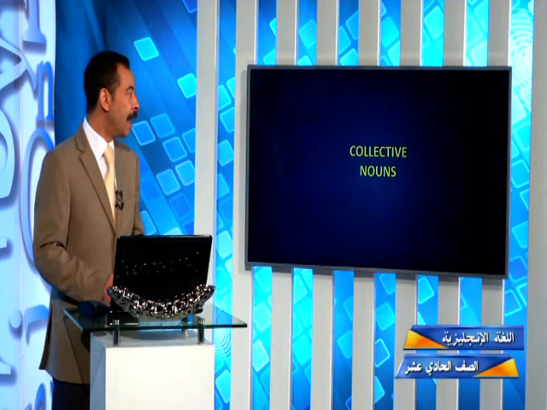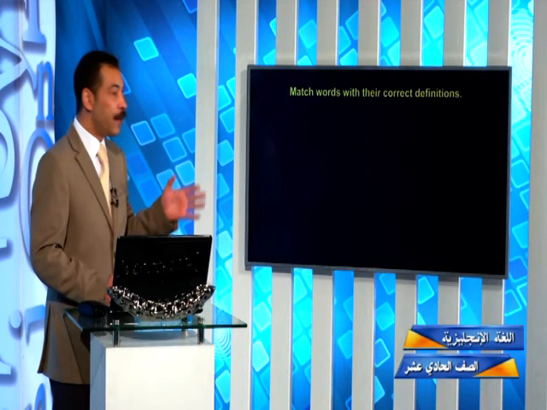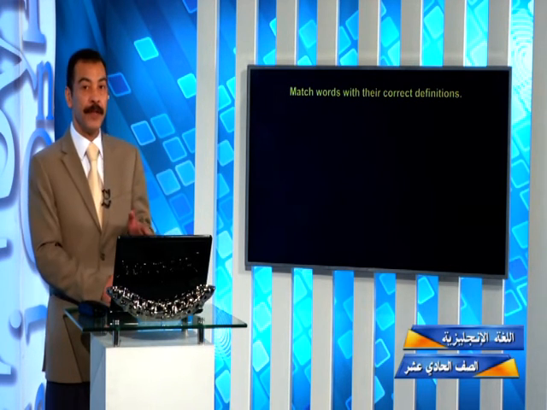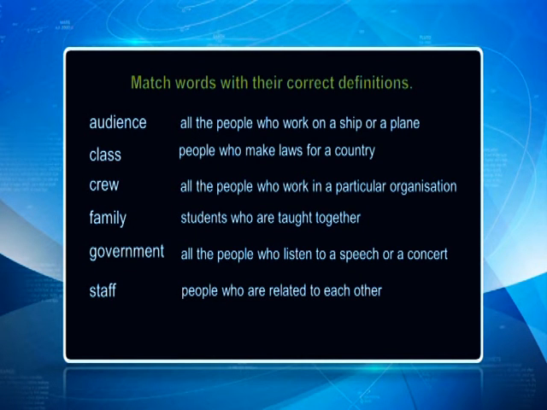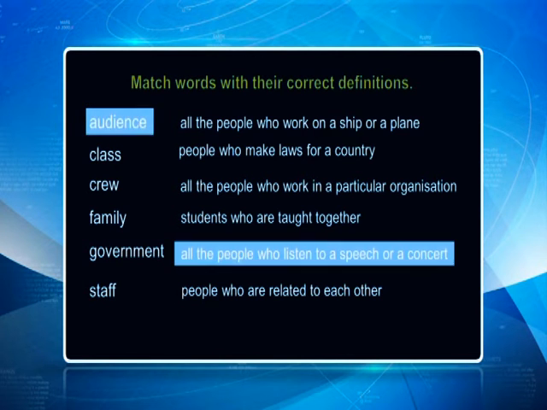Collective nouns are what we call, as I mentioned earlier, the word equipment is a collective noun. So why does it take is and not are? First, let's match these words with their correct definitions. I have here words and definitions. Audience goes with which definition? Class, crew, family, government, and staff. So the word audience goes with which one? Fine, excellent. All the people who listen to a speech or a concert is called audience.